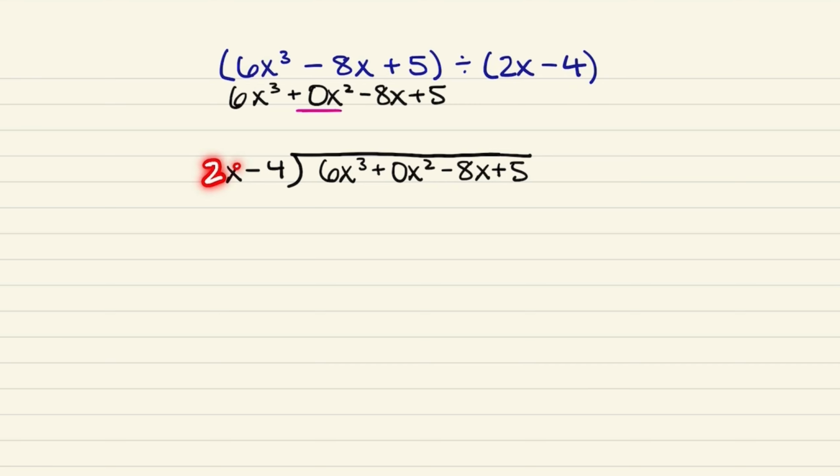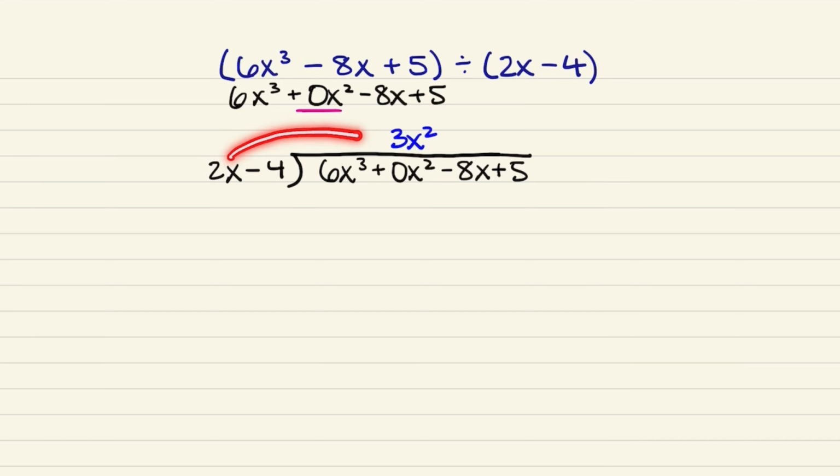We look at the 2x and 6x to the third. What can I multiply 2x by to get 6x? Well, 2 times 3 gives me 6. X times x squared will give me x cubed. So it's going to be 3x squared that goes on top. 3x squared. Now we multiply 2x minus 4 times 3x squared, and it goes right here.